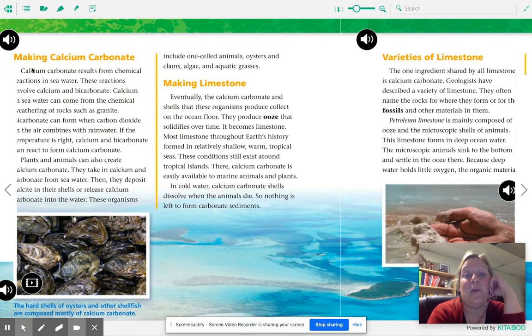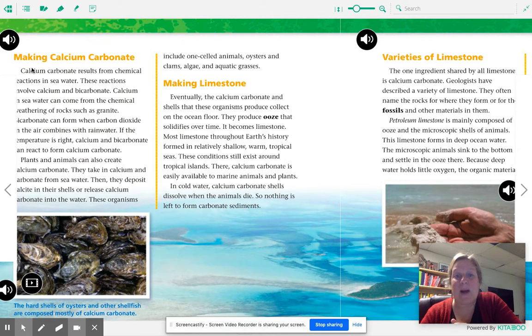These organisms include one-celled animals, so many tiny one-celled organisms in the ocean, but oysters, clams, algae, and aquatic grasses as well, even some grasses. Making limestone: eventually, the calcium carbonate in shells that these organisms collect, they produce ooze on the ocean floor, and it solidifies over time. It becomes limestone.